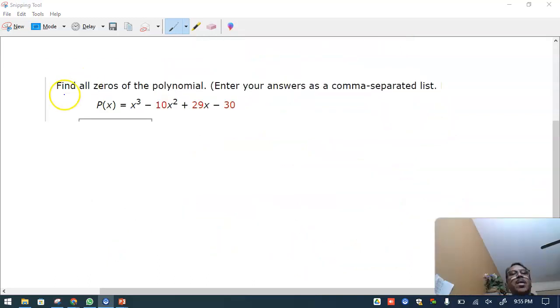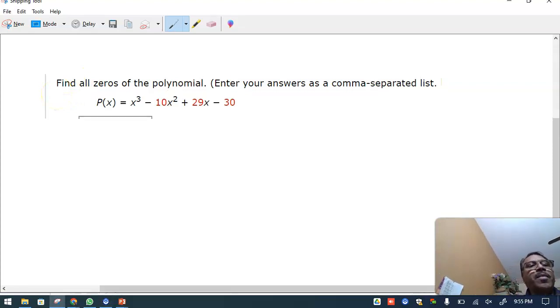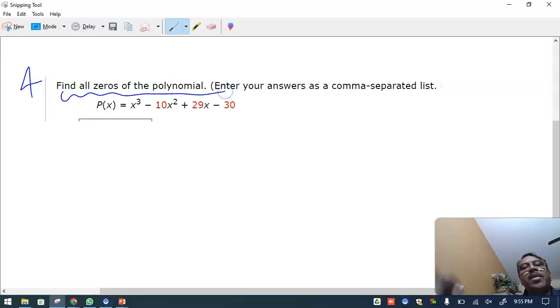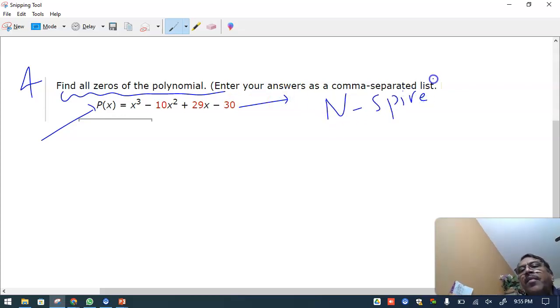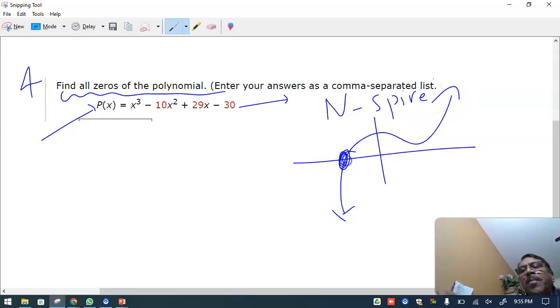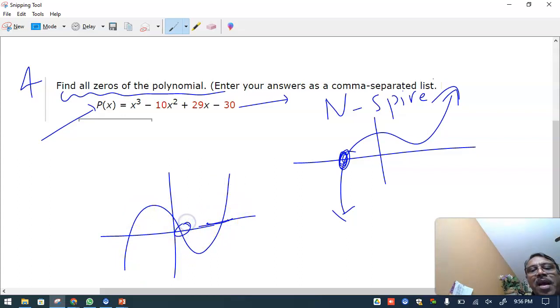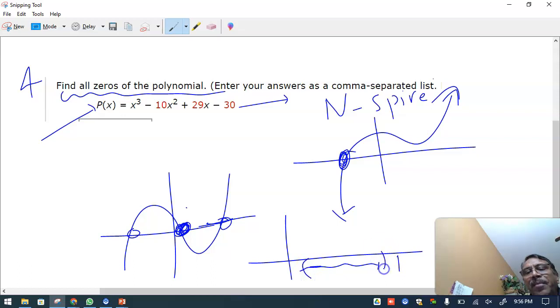So let me go to the next. Okay, this is the fourth problem for practice. Now find all the zeros of the polynomial. So given a cubic, with degree 3, it is a cubic polynomial. The first thing you're supposed to do is use the n-spire calculator to graph this and then figure out where it crosses. It will show one factor, or they may give you one, and you find one of them, and for the other two you have to use synthetic division. Once you have one of the zeros, you use synthetic division to find the quotient and then try to factorize it.